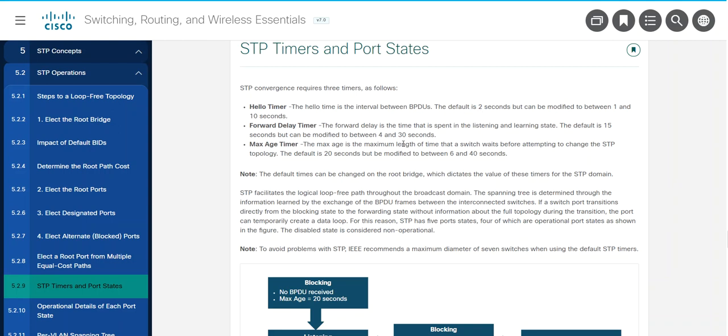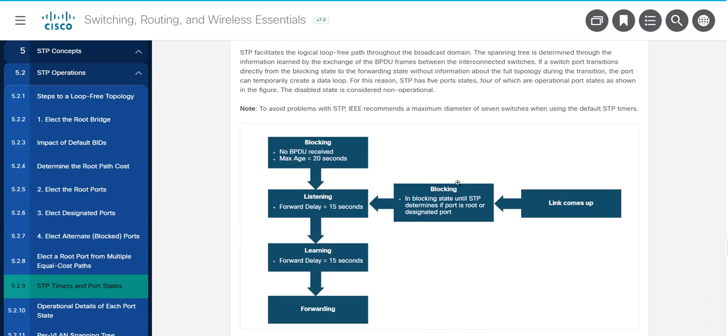So there is a maximum age timer, and the default is 20 seconds, and again, you can modify that as well. Now, the time spent in the listening and learning states is that forward delay timer. The default on that is 15 seconds, and again, you can set that also.